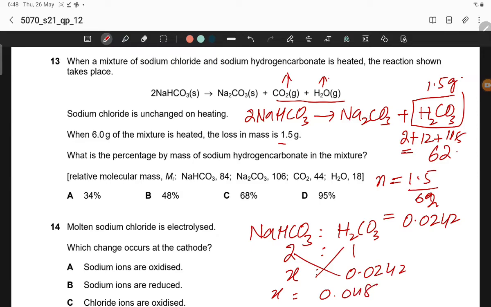So mass of NaHCO3 is 0.048 multiplied by Mr 84, which is equal to 4.064 gram.